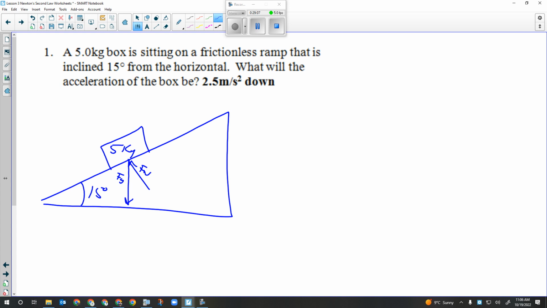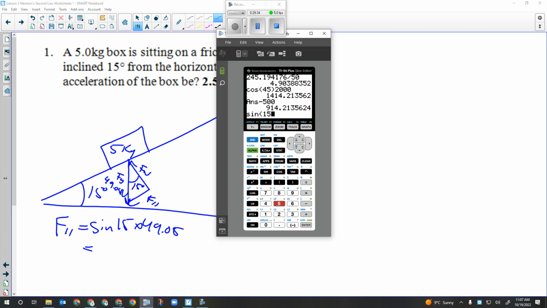That's later this week. And then we have F parallel down here. This angle here is 15 degrees. So I would have to calculate the force of gravity. 5 times 9.81 is 49.05. So I can calculate F parallel. It's the opposite side. Sine of 15 times 49.05 will give me F parallel. 12.70.